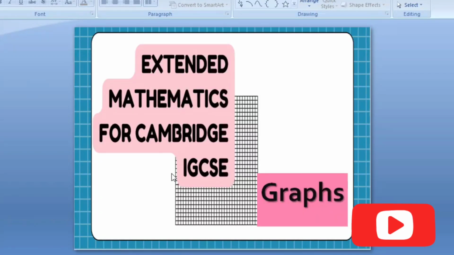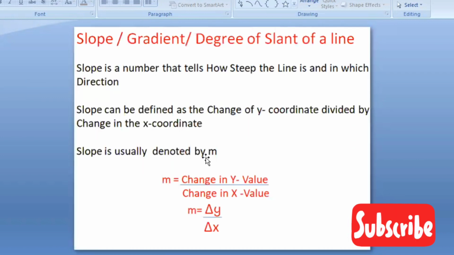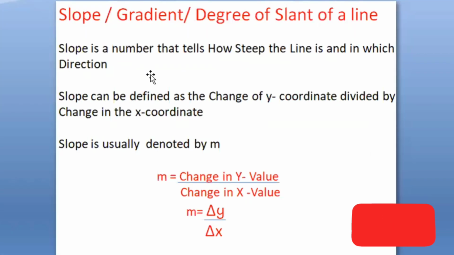In this video, I am going to tell you about the slope and the types of slope. So here we have the slope. What is slope? Slope is the ratio that is rise over run. Slope is a number that tells you how steep the line is and in which direction it is moving. Slope can also tell you about the change in y coordinate over the change in x coordinate.